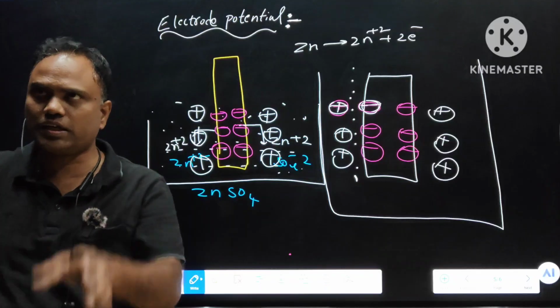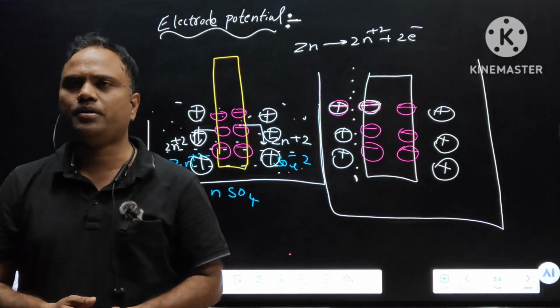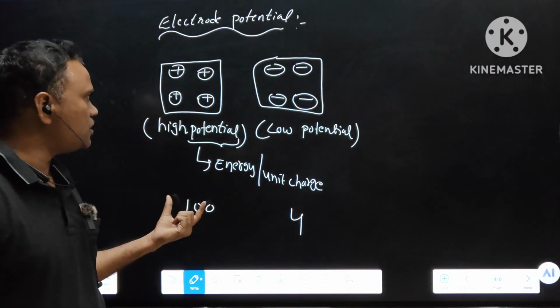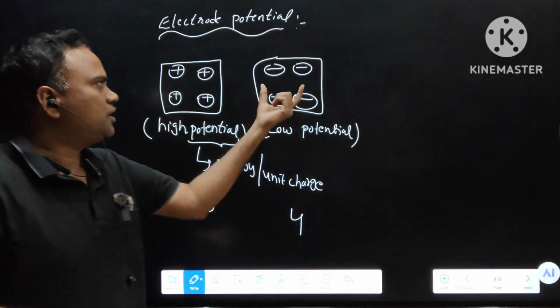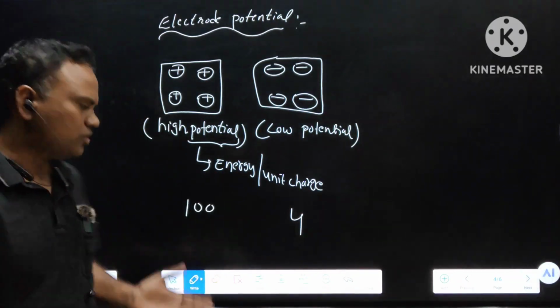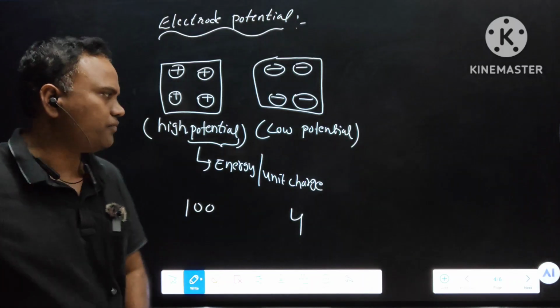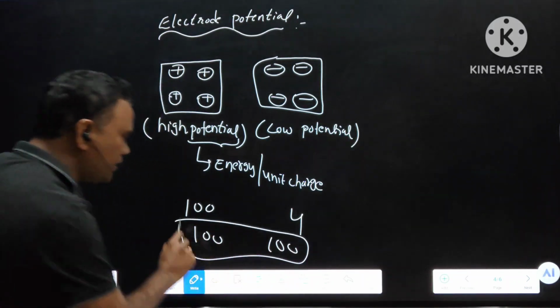Positive, negative, electrical double layer. Due to that, a difference will be developed. In this case, positive charge means higher value, high potential. Negative charge means low potential. High and low means a difference will be developed. For example, if I give like this, in this case, is there any difference?